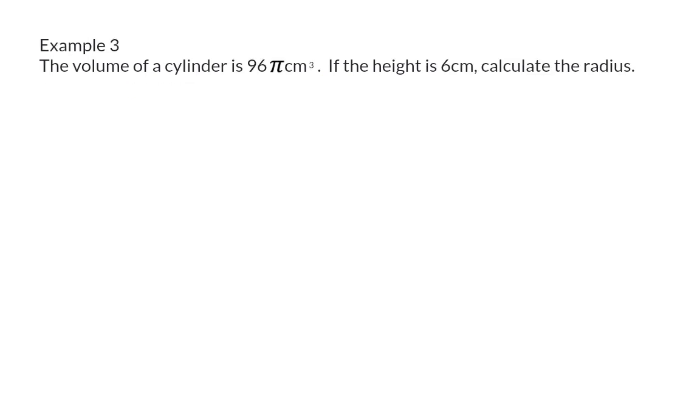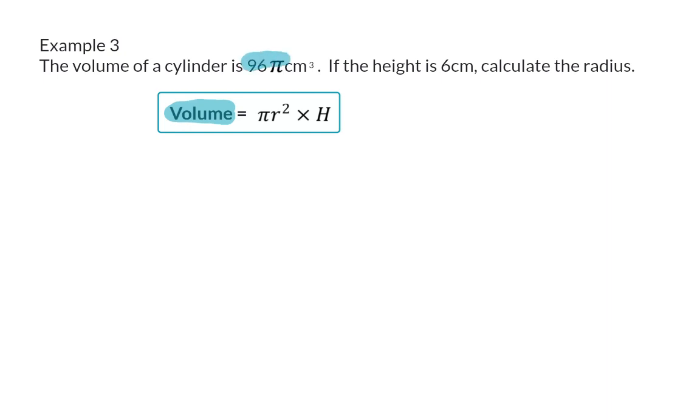Example 3. The volume of a cylinder is 96 pi cubic centimeters. If the height is 6 centimeters, calculate the radius. So here once again, the left-hand side of the equation is given as a volume of 96 pi. So when we substitute, we know the left-hand side, and on the right we have pi times the radius squared, which we need to calculate, times by the height, which is given as 6.